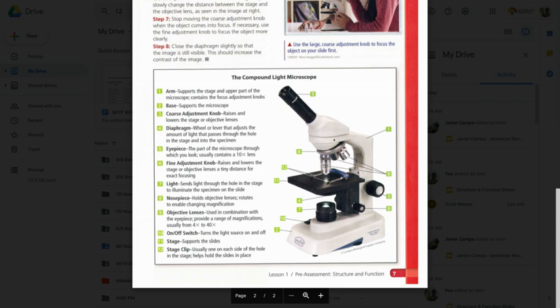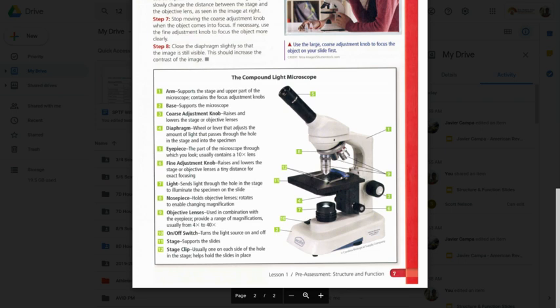8. Nosepiece. It holds the objective lenses and rotates to enable changing magnification. 9. Objective lenses. These are used in combination with the eyepiece and provide a range of magnification, usually from 4x to 40x. 10. On-off switch that turns the light source on or off. 11 is stage that supports the slide, and finally 12, stage clips, usually one on each side of the hole on the stage, and it helps hold the slides in place.